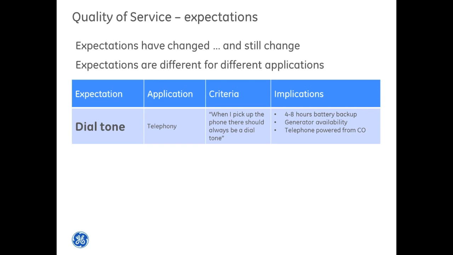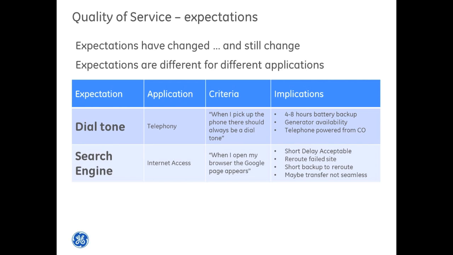The implications of that were that the telephone should be powered not by the electricity from the home, but in fact by electricity sent from the central office. And for that reason, 4 to 8 hours of battery backup were provided in the central office so that the telephone would always work. And longer backups were provided by generators.